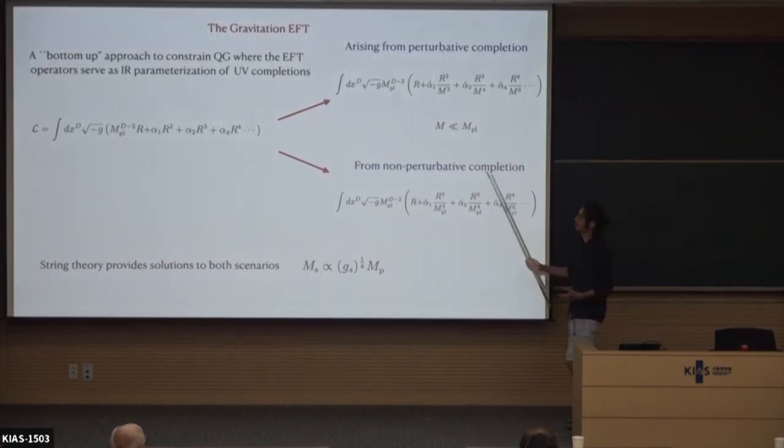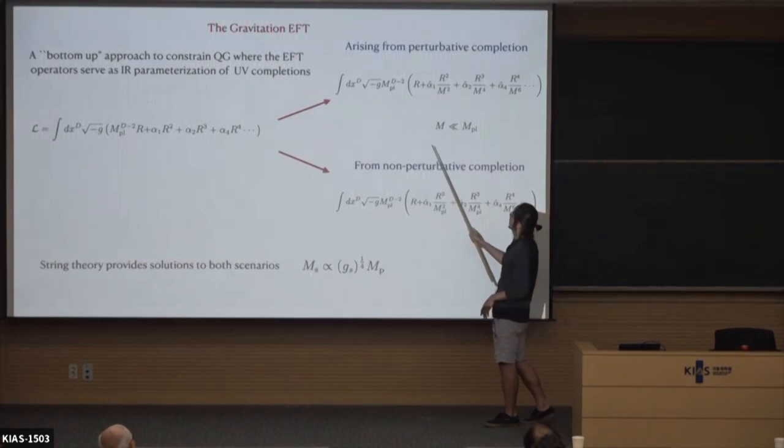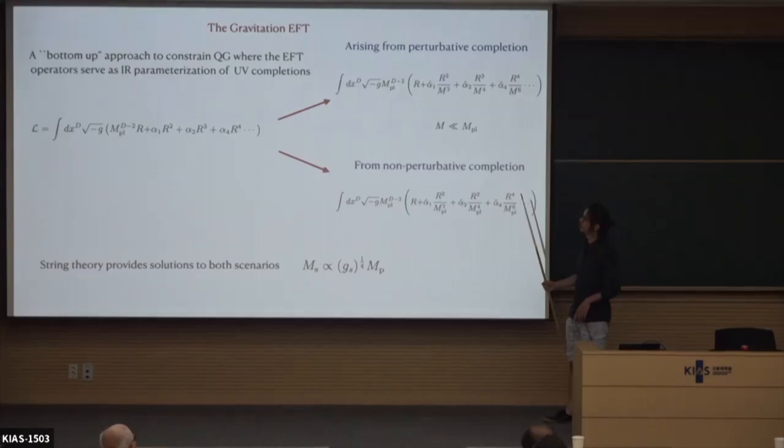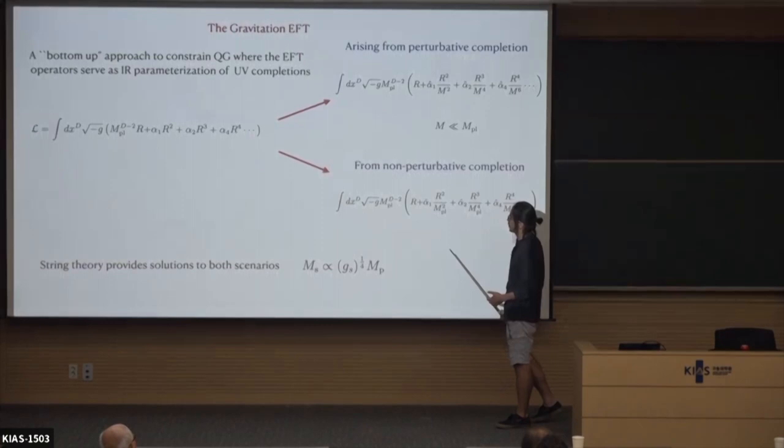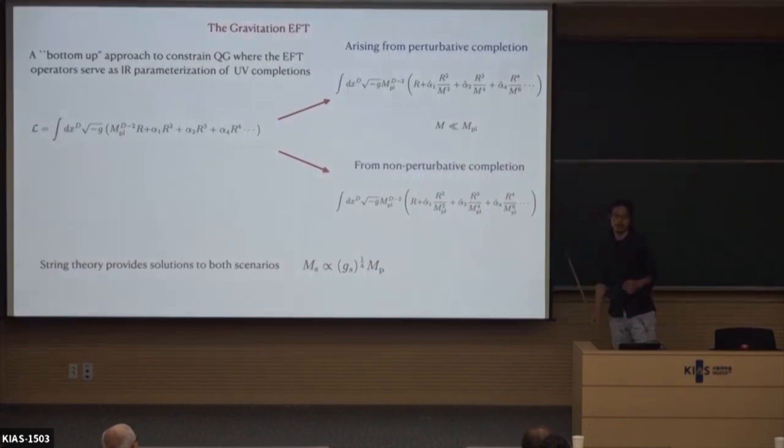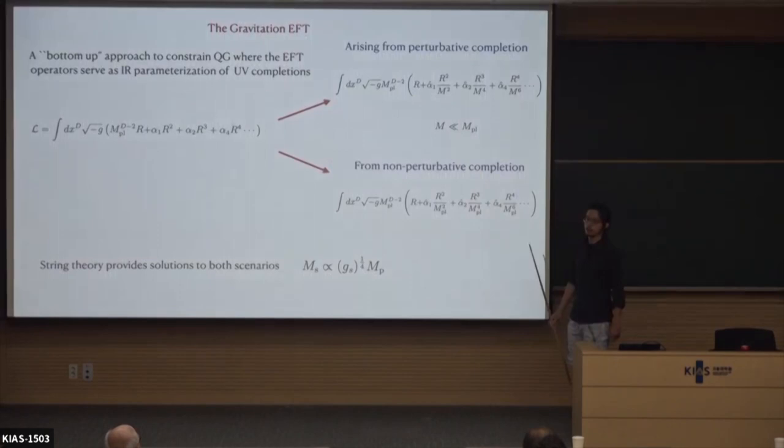What that means in your effective field theory is that all of these cutoffs are at a scale that is smaller than the Planck scale. If, on the other hand, the UV completion is non-perturbative, then these cutoffs are just directly the Planck scale itself. These are two different scenarios of what we mean by UV completion when you're sitting at low energy. It's really about where the cutoff is. And of course, as we all know, string theory gives a solution to both kinds of problem just by controlling what g string is.